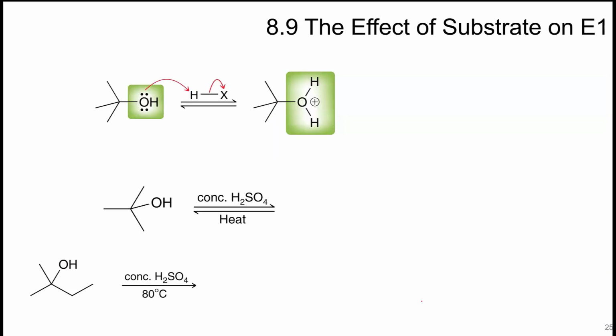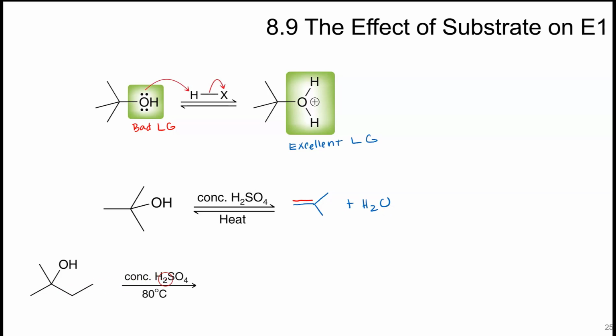We've seen already that OH is a bad leaving group. But if we protonate it and make it a water, this is an excellent leaving group. We can do reactions with tertiary alcohols using concentrated sulfuric acid. We get water and the alkene. So the concentrated sulfuric acid is going to protonate that alcohol, and then you heat it, and that will drive the reaction to form the alkene.